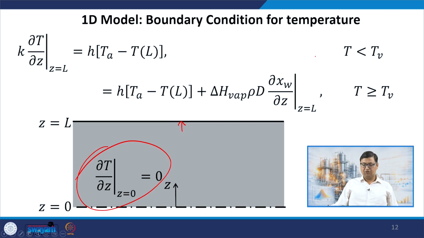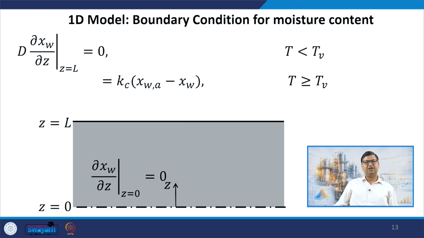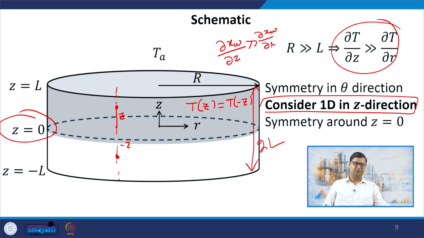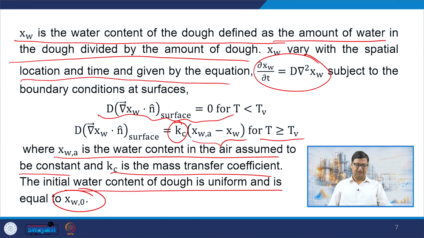So, now we have these boundary conditions, and we have two boundary conditions, one for T less than Tv and the other for T higher than or equal to Tv at z equal to L, the top surface. And at z equal to 0, we have the center line condition, the symmetry condition. The same thing we can do for the moisture content. We can basically look at whatever boundary condition we had and then simplify it for the one dimensional case.